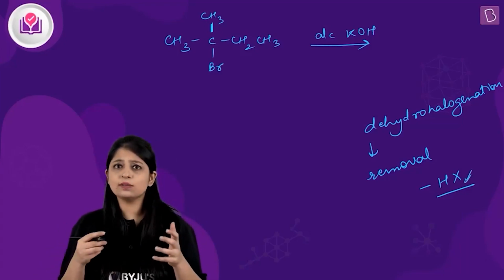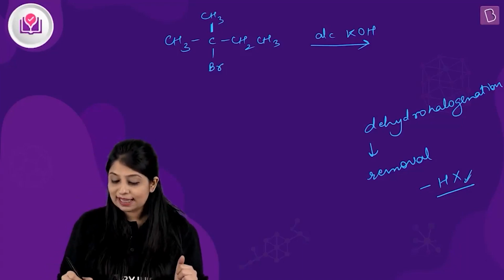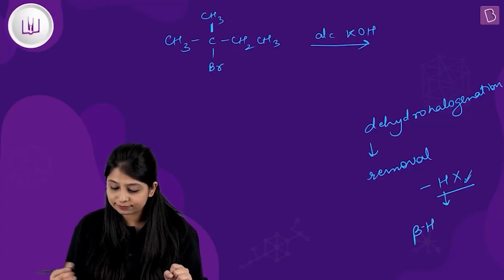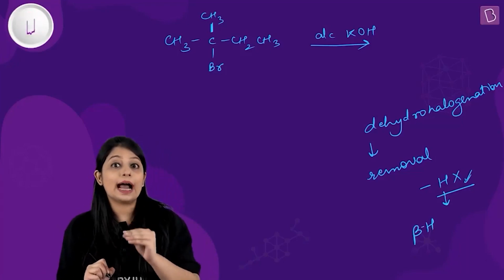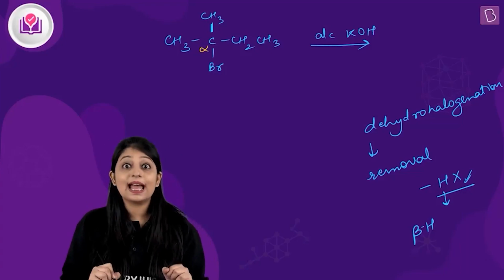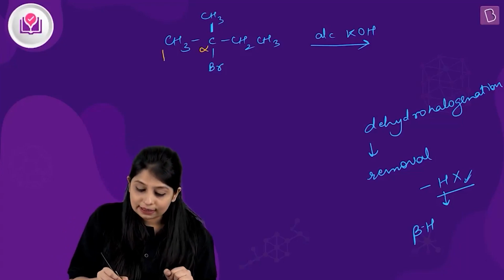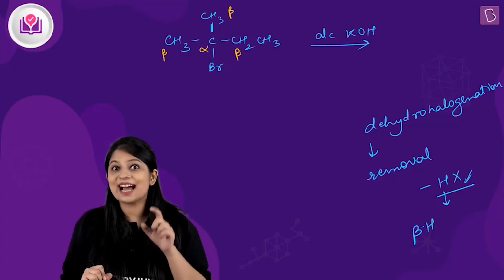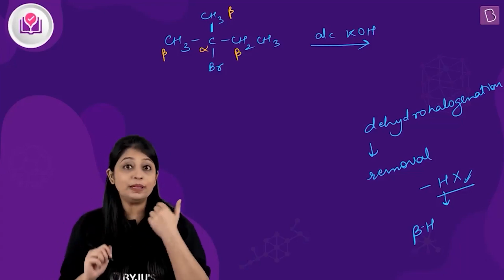So X, or I would say the halogen atom, we know we are removing. But what about the hydrogen atom? Well, the hydrogen atom that is removed in this reaction is the beta hydrogen. Now, what is beta hydrogen? The carbon on which the bromine atom or the halogen atom is attached is called the alpha carbon. And the carbons attached to this alpha carbon are called the beta carbons. So we have 3 beta carbons here, and the hydrogens attached to these beta carbons are beta hydrogens. So we have to remove beta hydrogen.